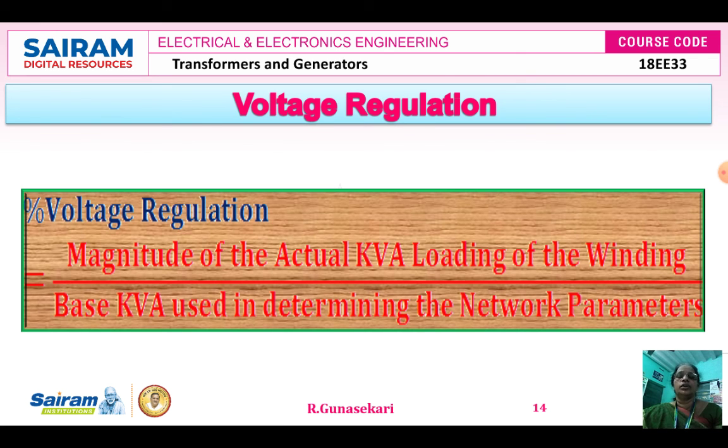Finally, we calculate the voltage regulation of the 3-phase 3-winding transformer. The voltage regulation is defined as the ratio of the magnitude of the actual kVA loading of the winding to the base kVA used in determining the network parameters. The voltage regulation is represented in terms of percentage.